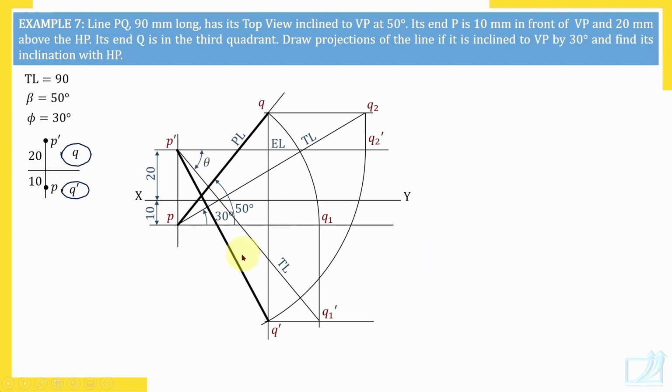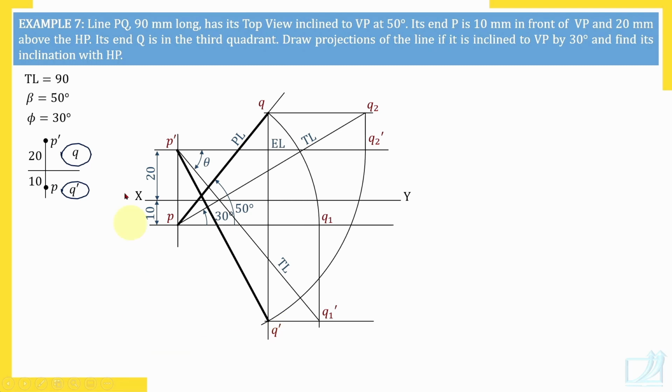Is this drawing complete? You can always check whether your drawing is complete. There must be 3 top views and 3 front views. Check here through point P, 3 top views: PQ, PQ2 and PQ1. Q and Q2 are on a horizontal line. Through P dash there are 3 front views: P dash Q2 dash, P dash Q1 dash and P dash Q dash. Q dash and Q1 dash are on the same horizontal line. So the drawing is complete. Q is in the 3rd quadrant. Check: top view above, front view below.